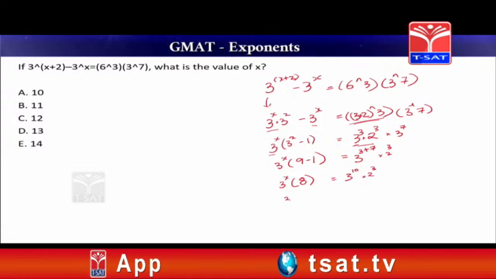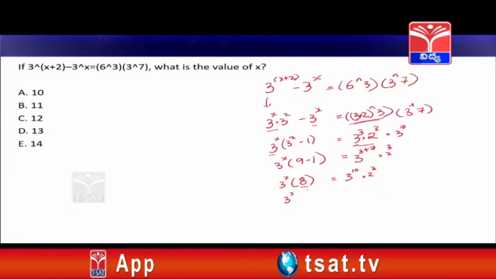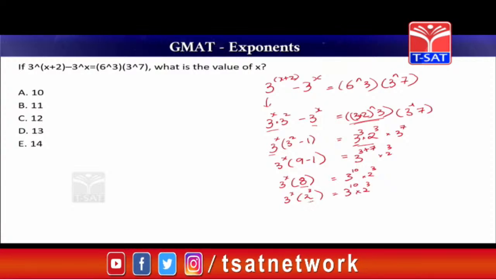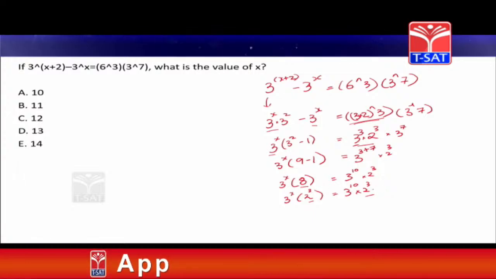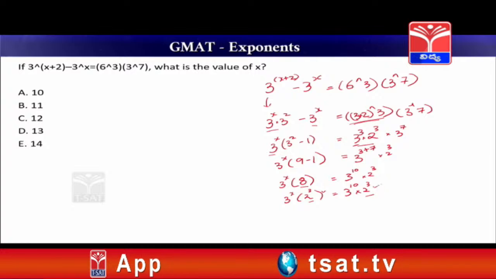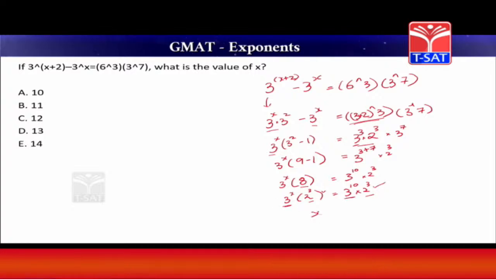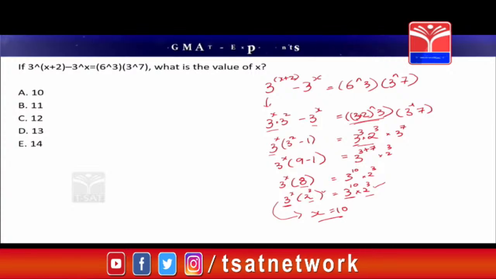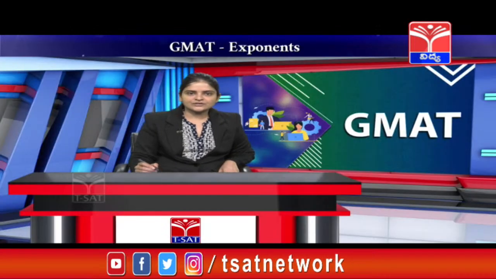So here you can write 8 as 2 cube. 8 is nothing but 2 raised to the power of 3. When you equate it to 3 to the power of 10 into 2 to the power of 3, here when the bases are same, you can equate the powers. Here the power of 2 is perfectly matched already. We are only left with 3 to the power of x is 3 to the power of 10. That means that x is equal to 10, which is option A. Let's look at the next question.